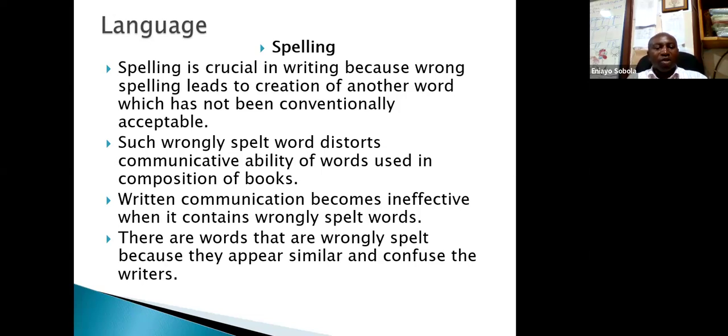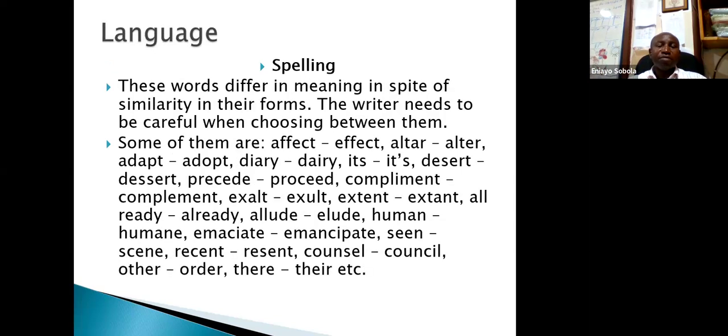Because when the words are wrongly spelled, there will be a lot of confusion. And there are some words that have similar form. Their similarity may create confusion in writing. That's why you don't just take it for granted that this word should be this. You must confirm the spelling of each word. So there are some words that have different meanings but similar form, like I mentioned earlier.